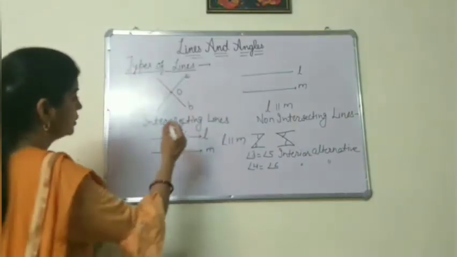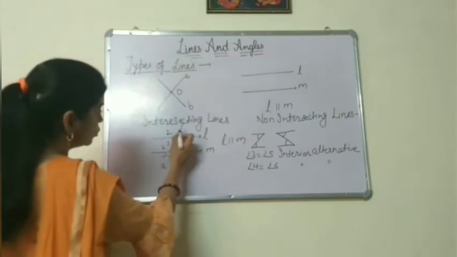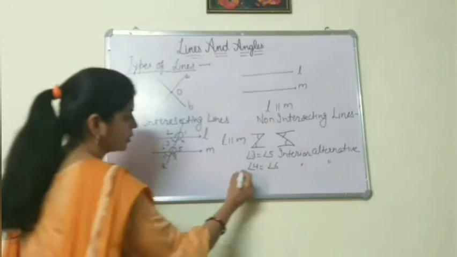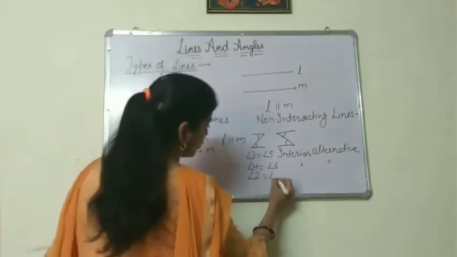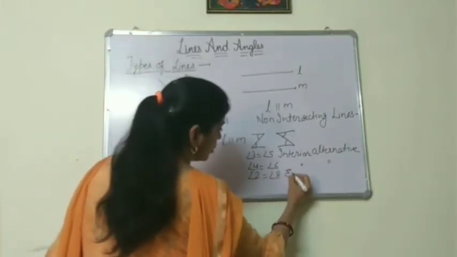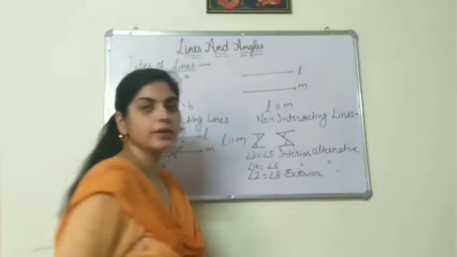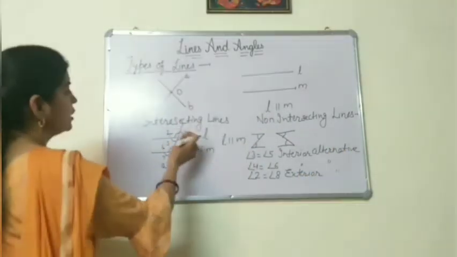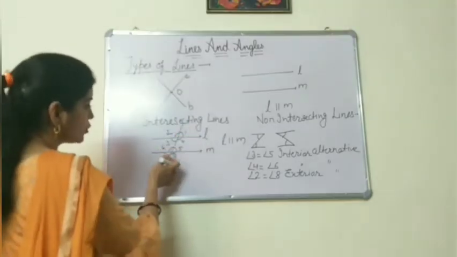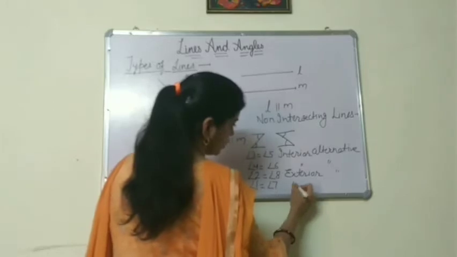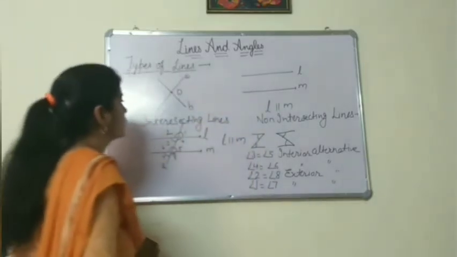And angle 2 and angle 8. Angle 2 is equal to angle 8. It is called exterior alternate angles. And similarly angle 1 is equal to angle 7. It is also an exterior alternate angle pair.